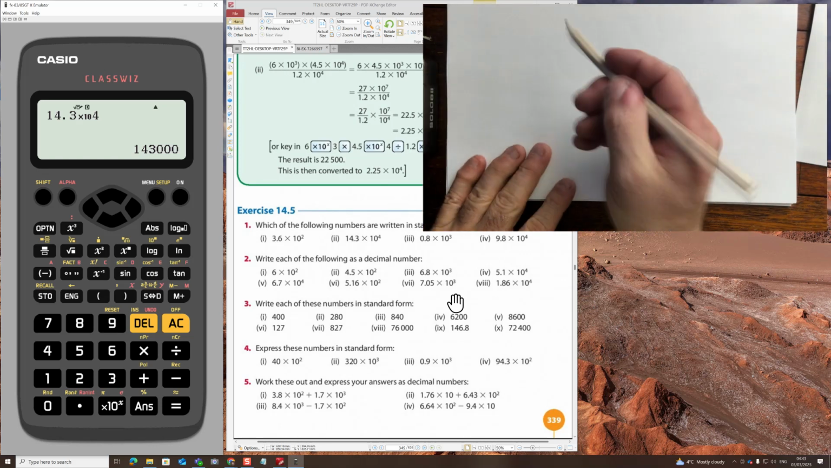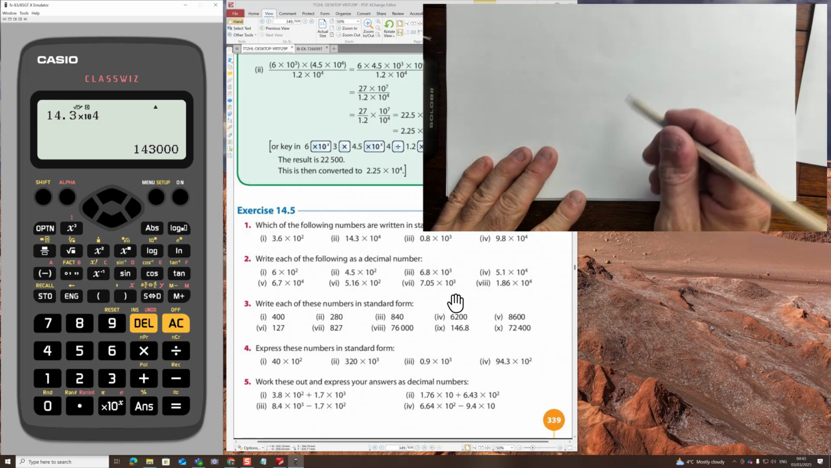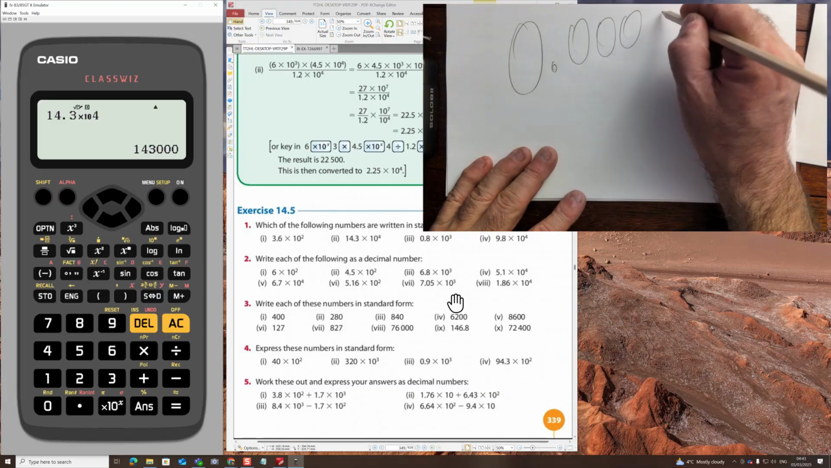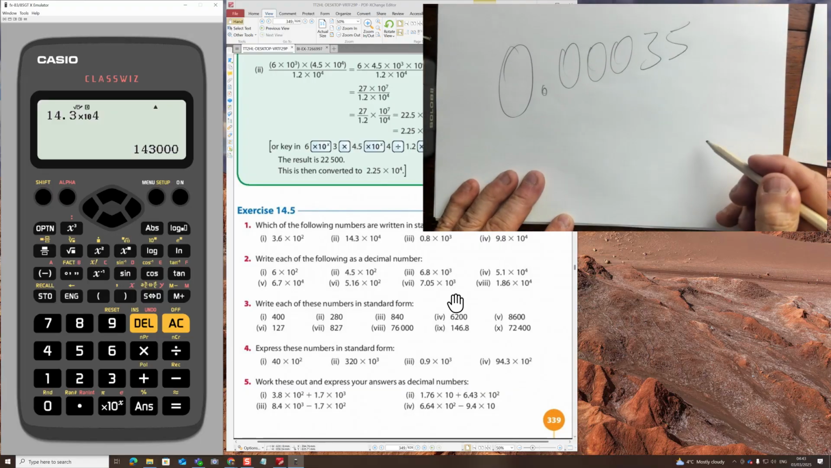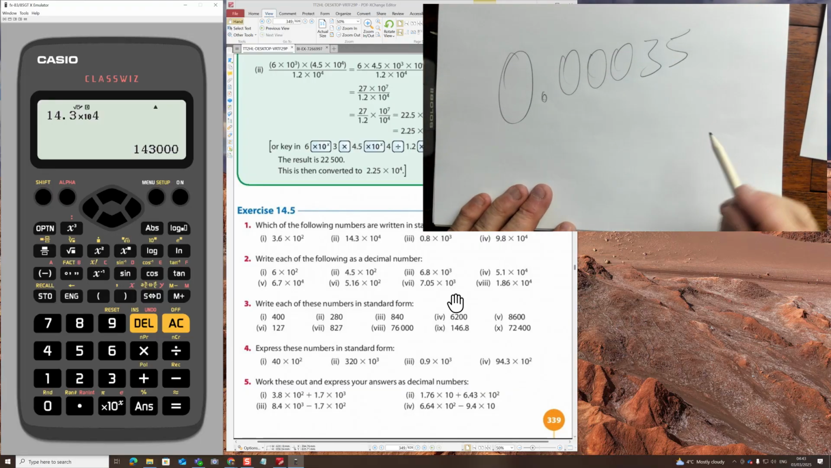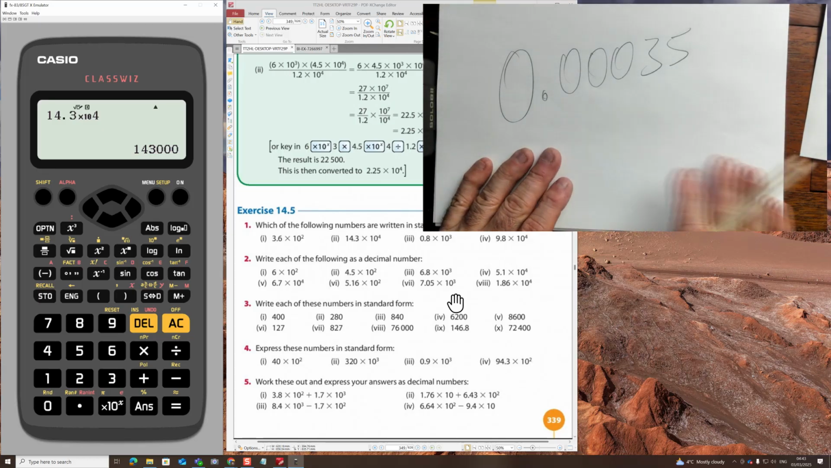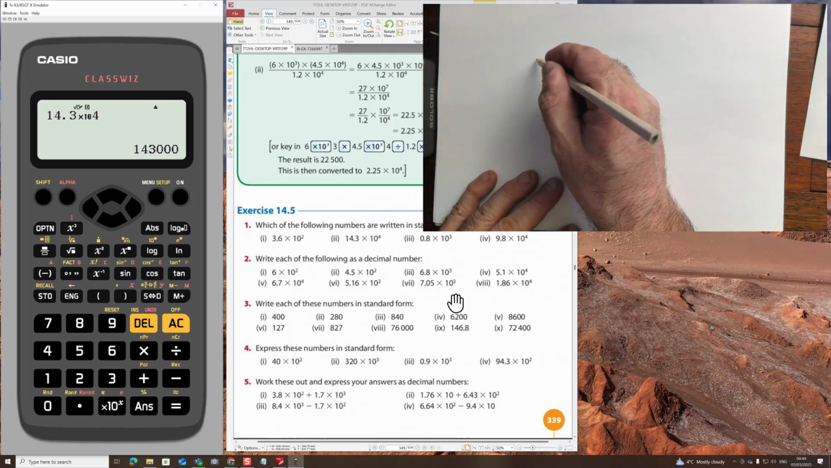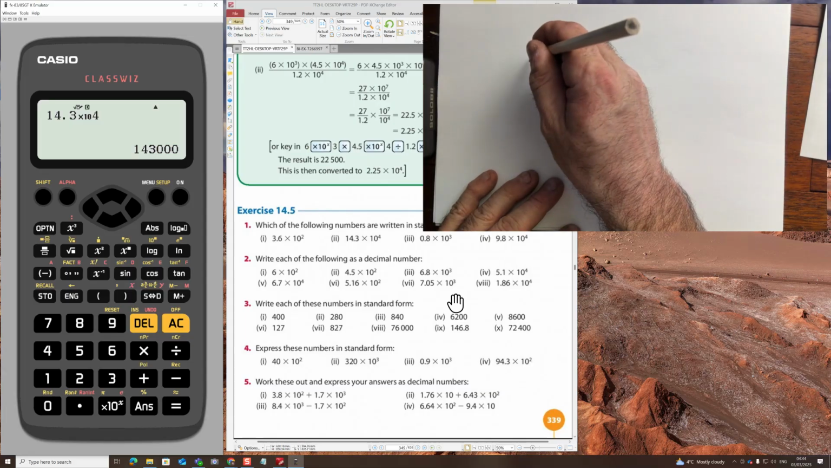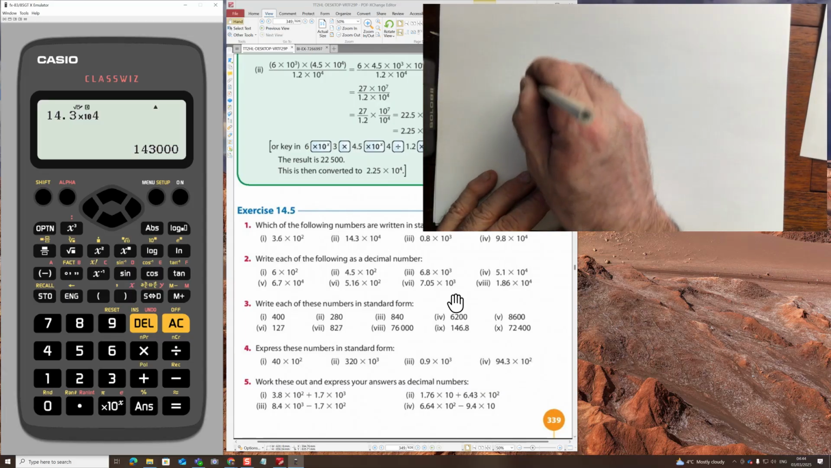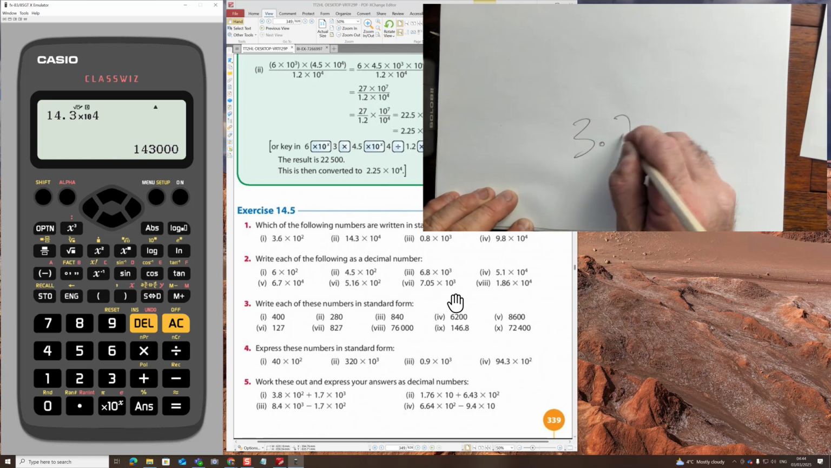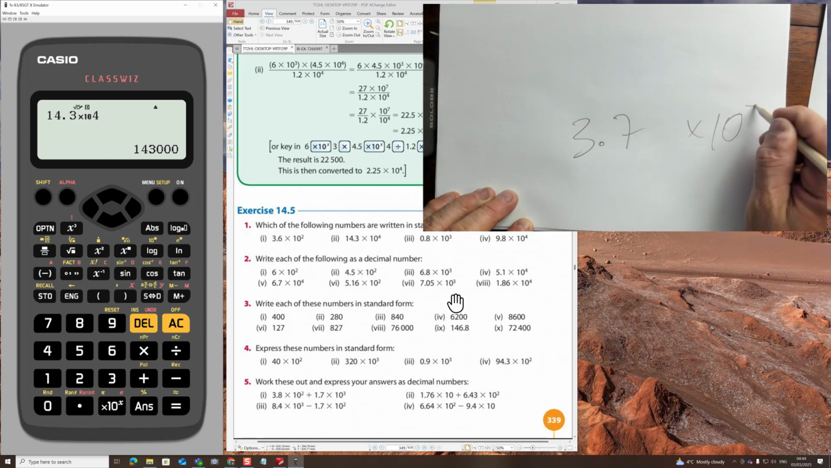So basically I just want a very small number now. Okay, so let's go with any particular small number. Let's go with 0.00035. Okay, and I want to convert that. No, it's the other way around, sorry. I want a small number written like this: 3.7 by 10 to the minus 4.